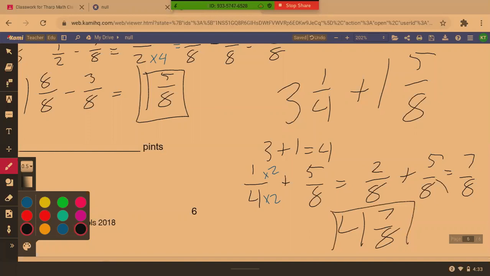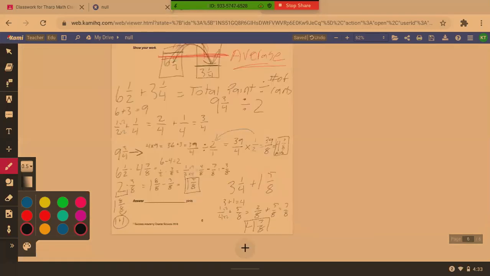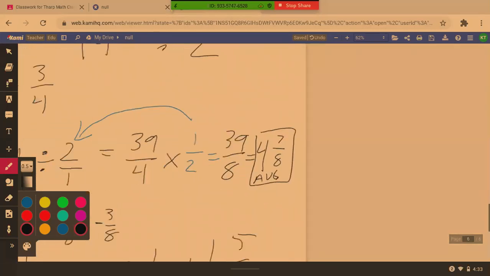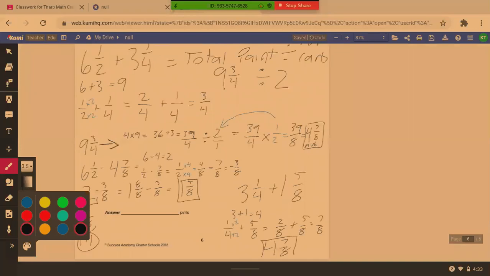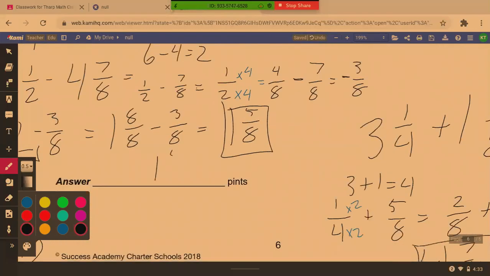Does that match the average? And it does. It matches the average. So our calculation was correct. 1 and 5/8 pints are going to be added to reach the average.